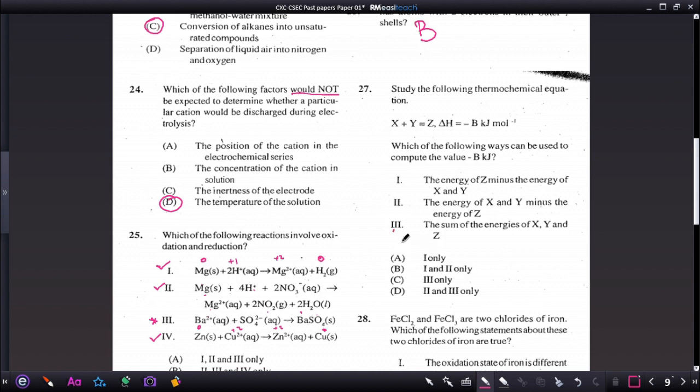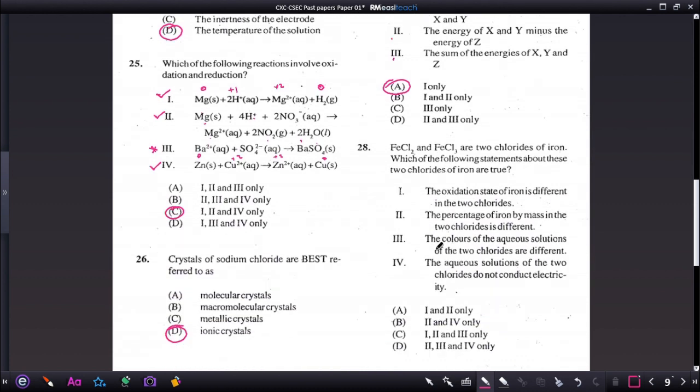The energy of X and Y minus the energy of Z, so 3 is out of it. The energy of X and Y minus... X and Y are the reactants, and the equation says products minus reactants, so this is out of it. The energy of Z minus X and Y, so it's I. So it is A only.